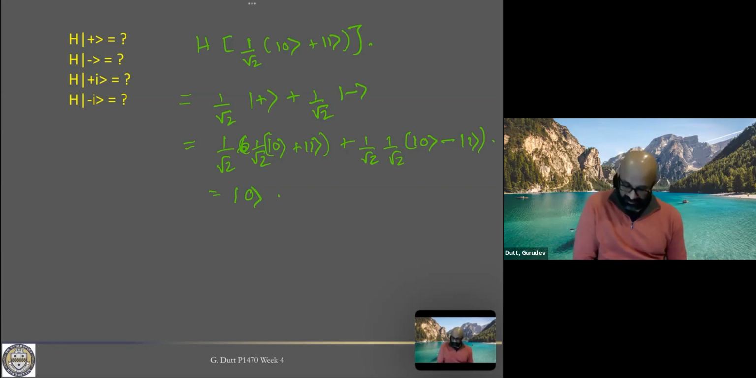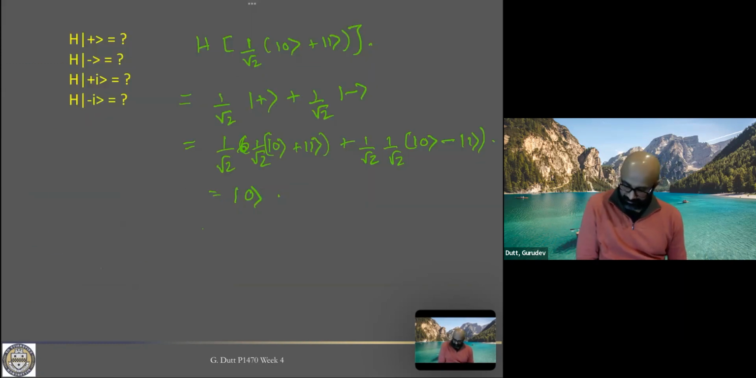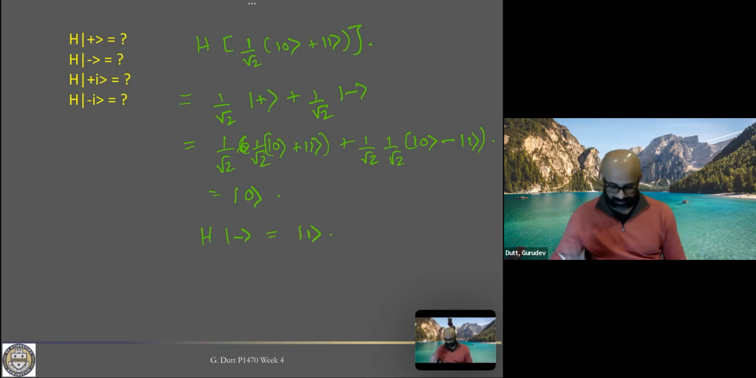Similarly, H acting on minus will give me the state 1. And so on and so forth with plus i and minus i, which is a little bit trickier. Again, I encourage you to work through the math. It's not super tricky, you just need to follow the algebra and you'll find the answers. And if you have any questions, you can always ask me next class.